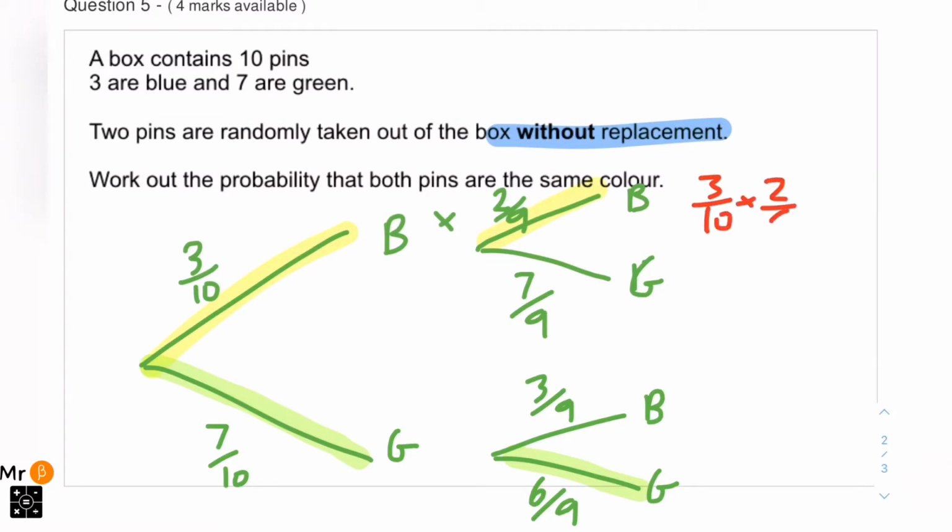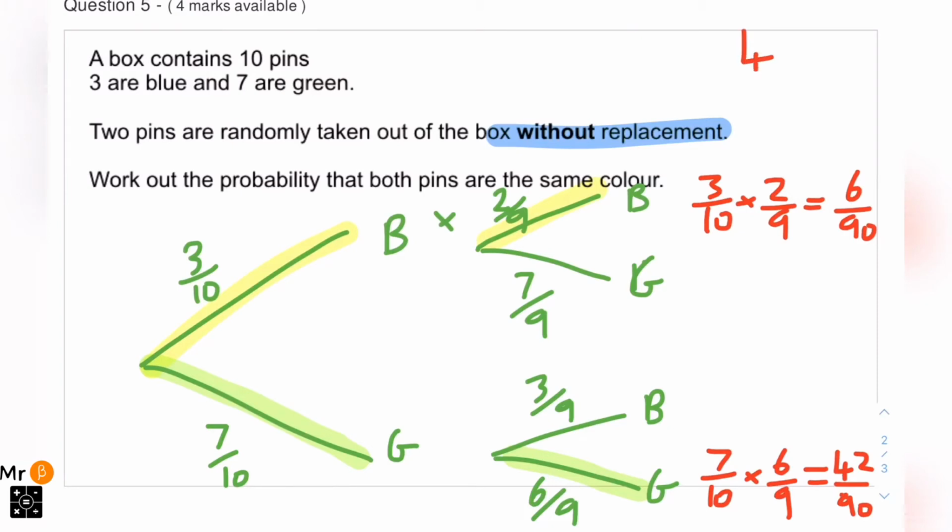3/10 times 2/9 is 6/90. 7/10 times 6/9 is equal to 42/90. 2 different ways of achieving the same goal, so we add together our probabilities and we would get 48 over 90 as our final answer.